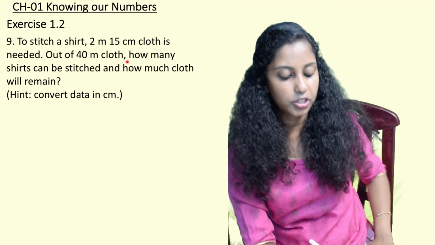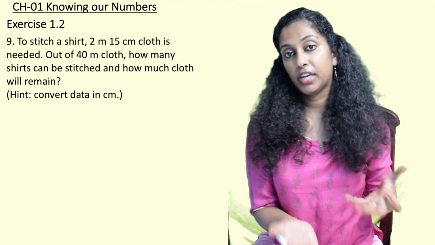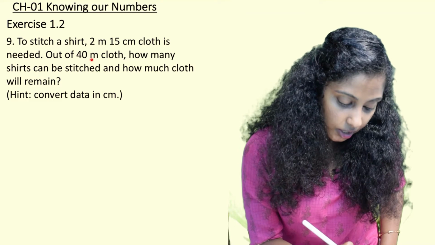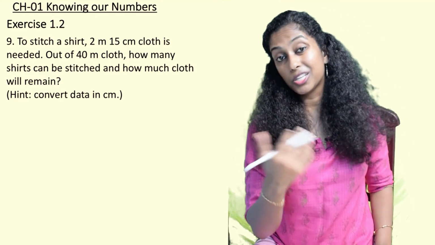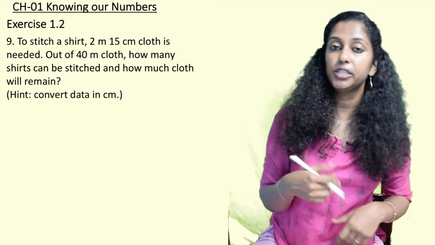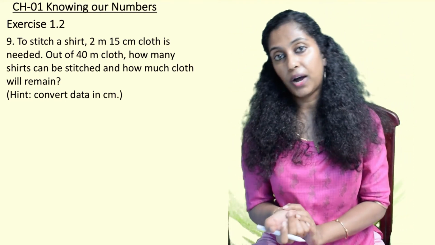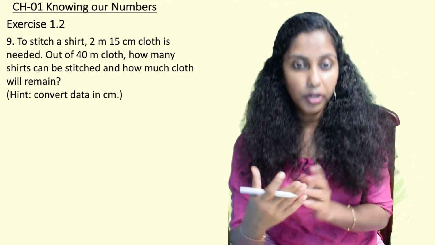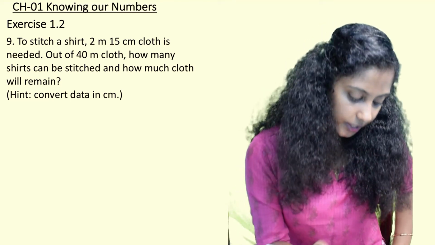Out of 40 meter cloth, how many shirts can be stitched and how much cloth will remain? We had seen 1 meter equals 100 centimeter. Here you can see meter, meter, but along with meter there is centimeter also used. So centimeter is a smaller unit. It is very easy for an elderly person to behave like a child rather than asking a small child to behave like an elderly person. So for big to become small is easy, hence we'll convert everything into centimeter and then we'll get the answer.